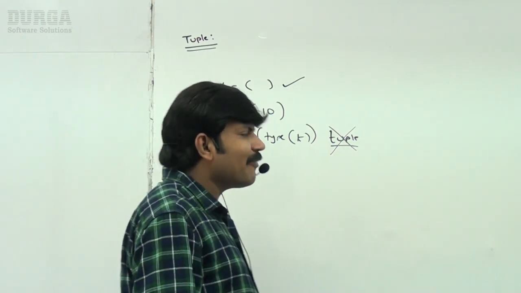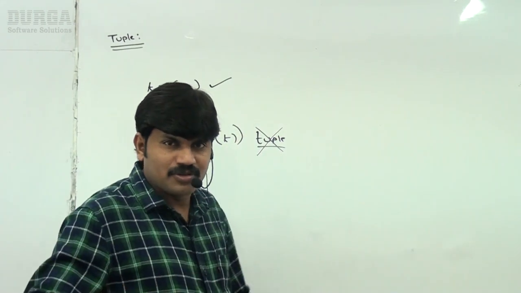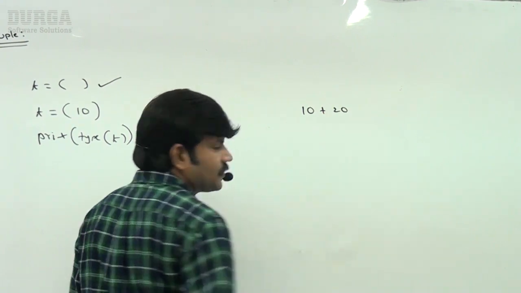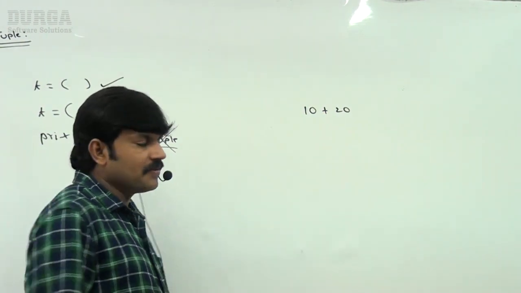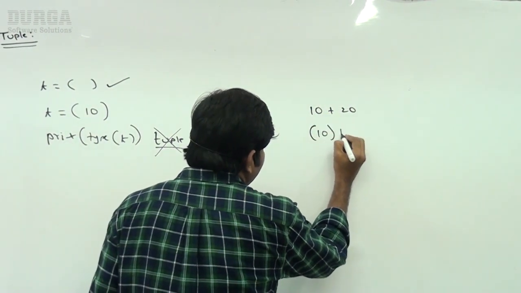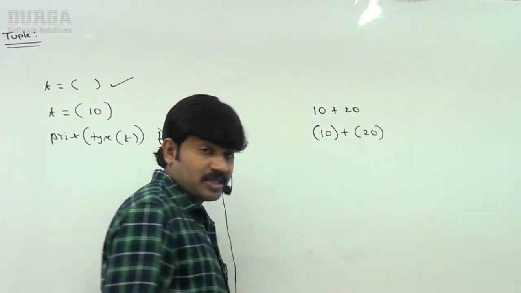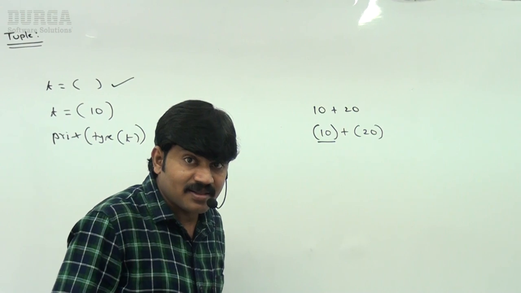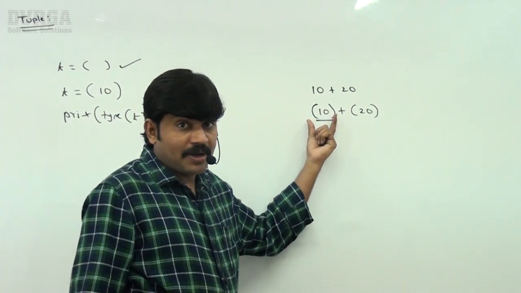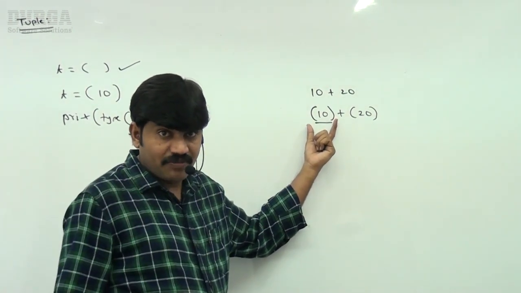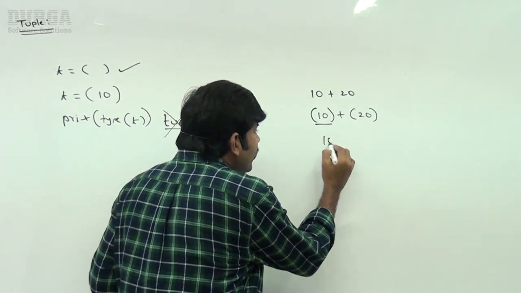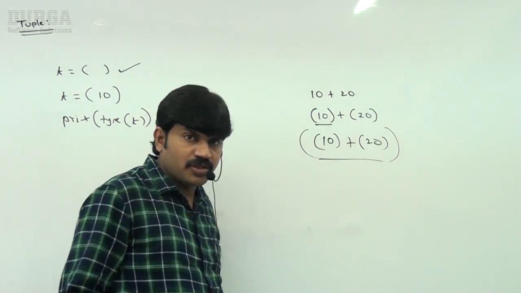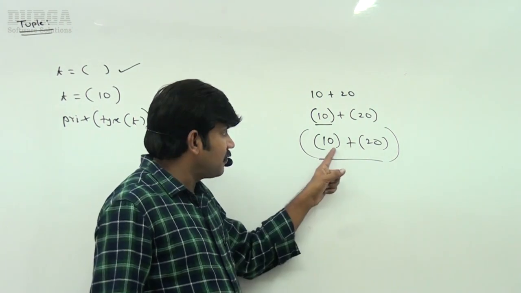Do you know, in our normal mathematics, forget about programming, suppose I take 10 plus 20. That is a valid expression, 30. Sometimes I can take (10) plus (20) like this also. A normal number we can take within parenthesis, and there is no change in the value. Operator precedence, parenthesis you can use anywhere. Even then the valid answer is 30.